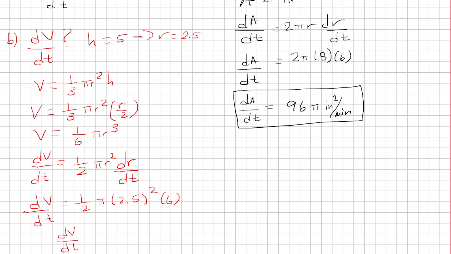Now all I need to do is square the 2.5, multiply by 6, 1/2, and pi. And when I do that, I get 18.75. Now for the units, volume is, we know, inches cubed. And because we're taking the derivative with respect to time, time is in minutes. So the derivative of the volume with respect to time is 18.75 inches cubed per minute.